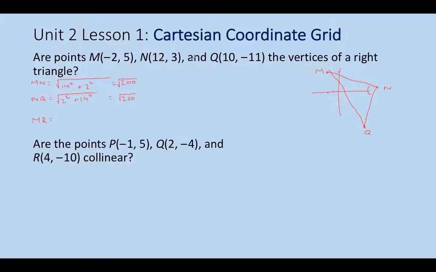Well, let's see, NQ, I've got 10 minus negative 2, or 10 plus 2, which would be 12, so 12 squared. And then 5 minus negative 11, 5 plus 11, that'd be 16, so plus 16 squared. Well, let's see, 12 squared plus 16 squared, that's going to be 400.